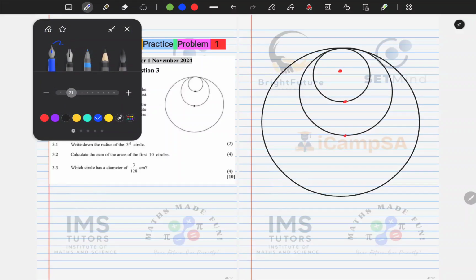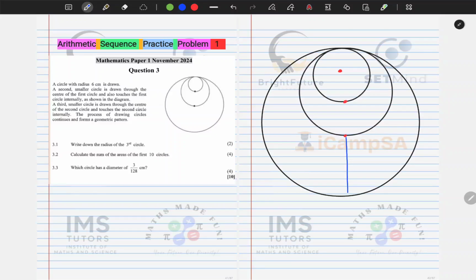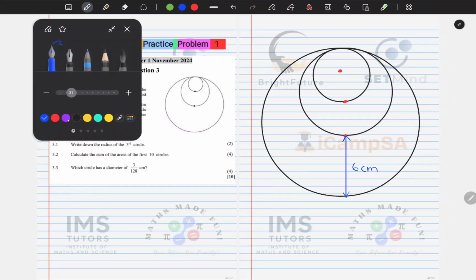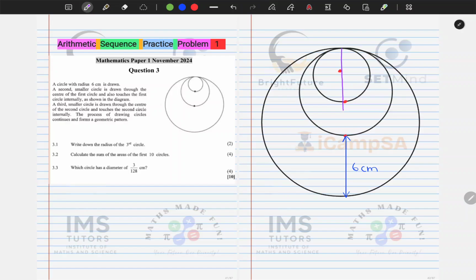So there's a couple of things that we need to do. The radius of the bigger circle, essentially from here to there, we are told that it is 6 centimeters. But what we can clearly see is that when we look at here, this is also supposed to be 6 centimeters. This is not drawn according to scale, but we can see that it's only halfway. So this means that the radius of the next circle just becomes 3 centimeters.